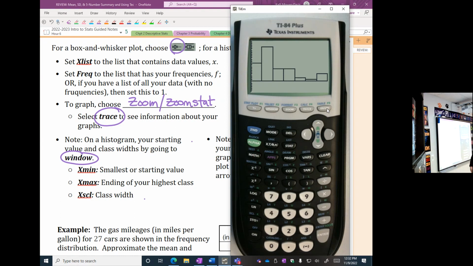Now hit your trace button again and look at what happens. When you hit the trace button, it automatically goes to the top of the first class and it gives you a bunch of information. It tells you this has all the values where X is between 0 and up to anything less than 1. And there happen to be 10 things in there. That's your frequency for that class. If you keep scrolling to the right, again, the next one goes 1 and anything less than 2, 2 and anything less than 3, 3 and anything less than 4, etc. Cool.